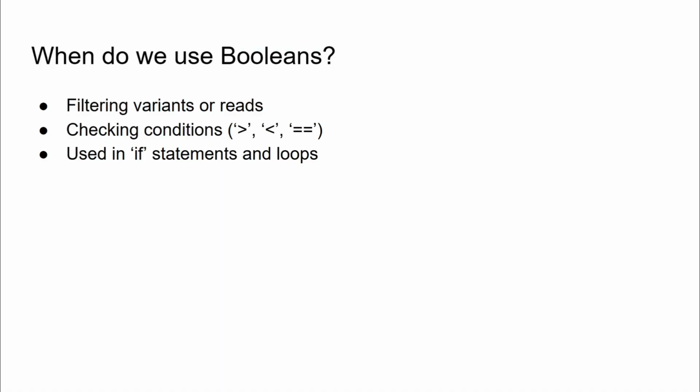When do we use booleans? You will use booleans in filtering reads, checking conditions, and writing if statements. They are behind every decision your code makes. Now let's jump to the Jupyter Notebook and explore Boolean expressions. These are comparisons that evaluate to true or false.